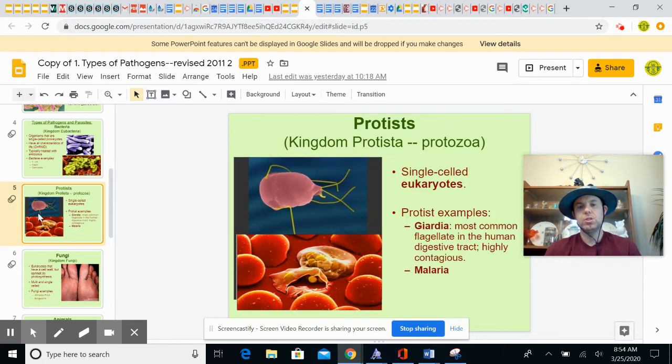Protists. Protists are a eukaryotic cell. They're single-celled. One of the big ones in the Sierra Nevada mountain range that you have to be worried about is this guy right here, Giardia. So I'm going backpacking this summer, and I have special water filters that are supposed to take care of Giardia.